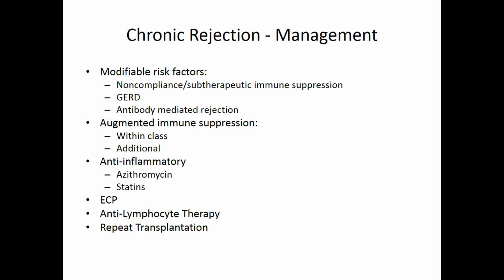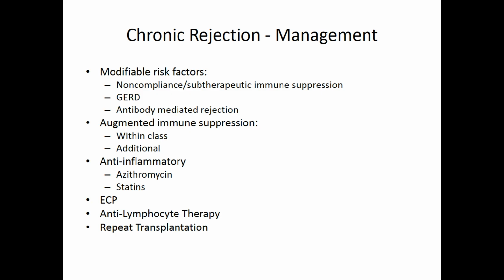Augmented immune suppression should also be considered in this population. In general, tacrolimus has been shown in small studies to be superior in terms of prevention of acute rejection to cyclosporin, and in most programs has become the de novo choice for calcineurin inhibitor use.